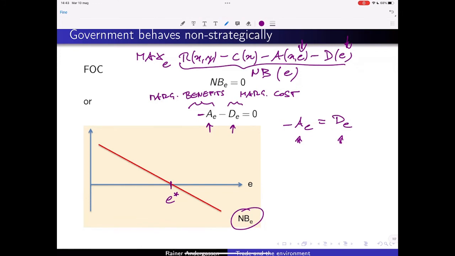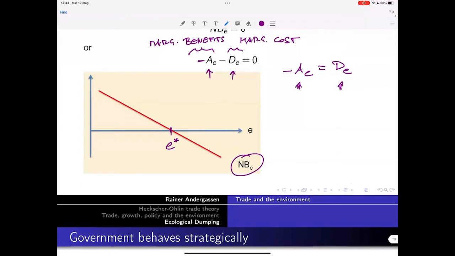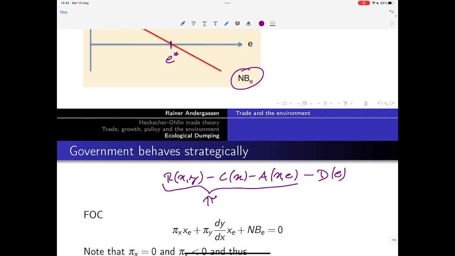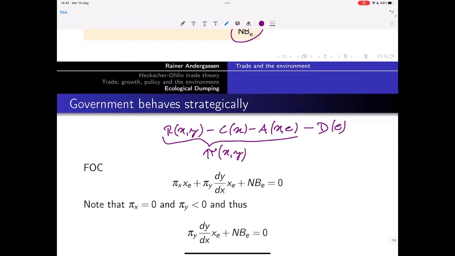Now, what changes if the government behaves strategically? Let me write this here. This would be pi, pi of x. Let's write it this way: R(x, y) minus C(x) minus A(x)E minus D(E). Okay, so these are my profits. Now if the government maximizes these net benefits, if you remember, these are net benefits, but maximizes net benefits choosing E in a strategic way.